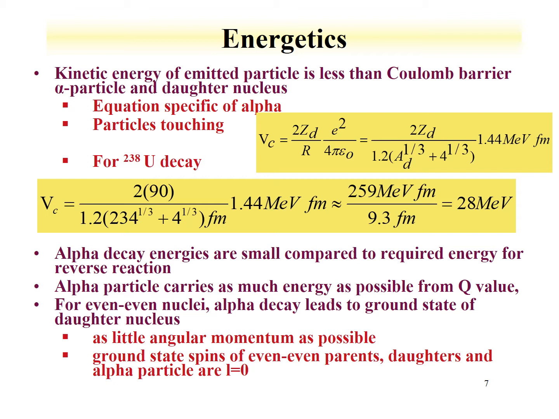So this says the alpha decay energy, while it emits on the order of 4 MeV, to reverse the reaction would take 28 MeV. So the alpha decay energies are small compared to the energy required for the reverse reaction. So this is an idea that can be used to figure out how this mechanism occurs and how the alpha particle leaves the nucleus.